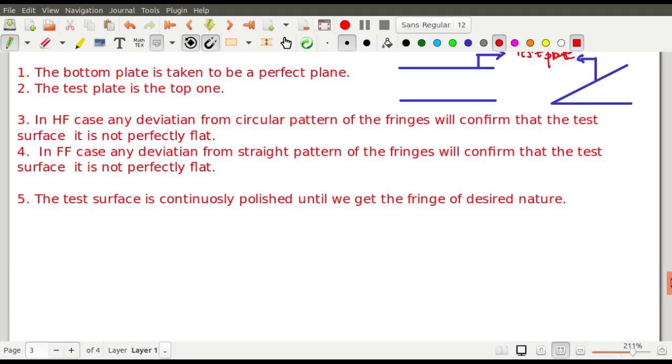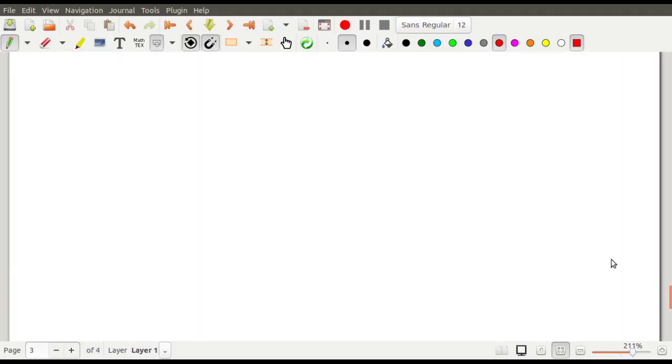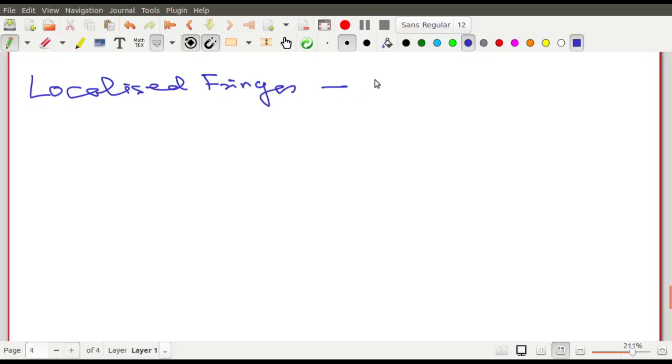And what do you mean by localized and non-localized fringes? Examples of non-localized fringes are the fringes of Fresnel's biprism, then Lloyd's mirror.